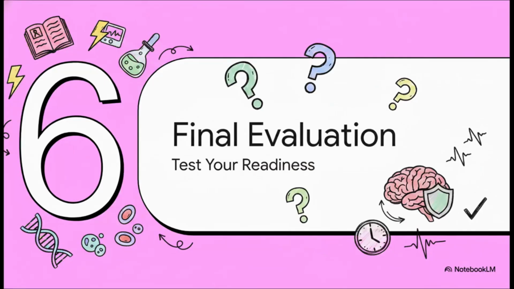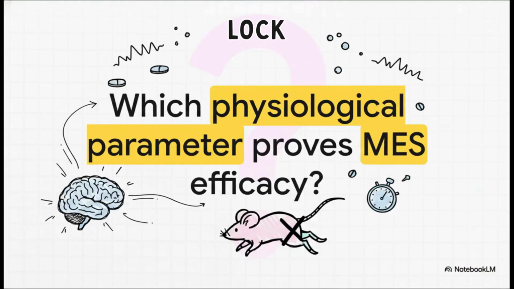Section 6. Final exam evaluation. Let's wrap up with a little pop quiz to lock this in. If an examiner asks you to evaluate a brand new drug for grand mal epilepsy using the MES model, what is the single critical physiological parameter you must observe to prove it works? Think back to those 5 steps we covered. Got it? It's the complete suppression of Step 2, that tonic hindlimb extension.